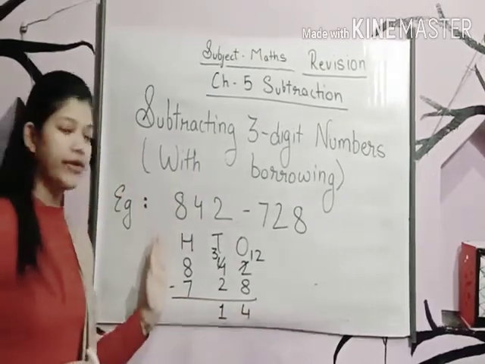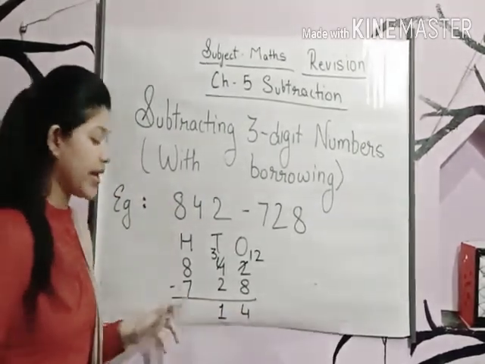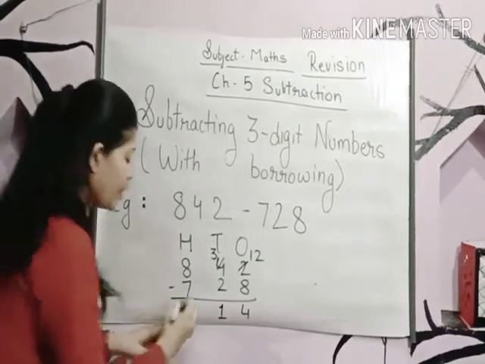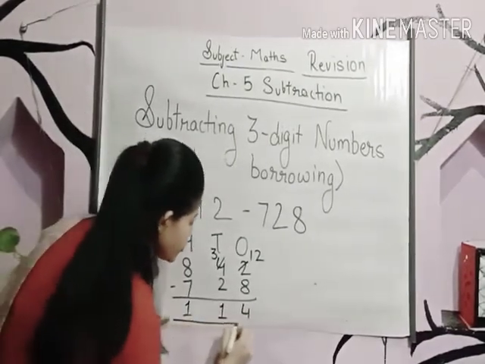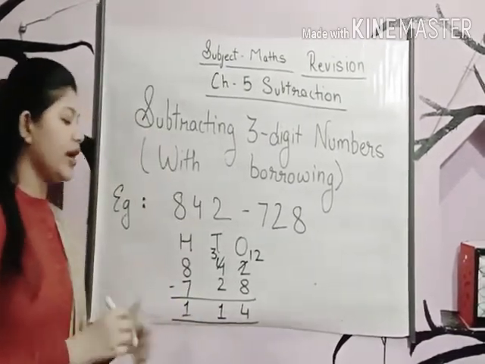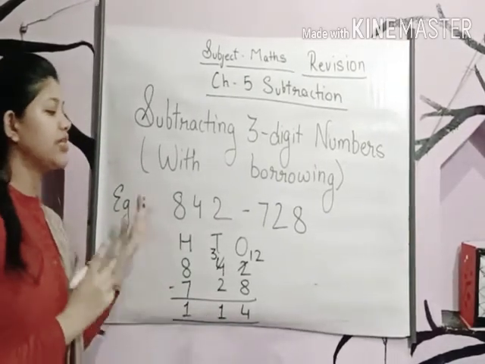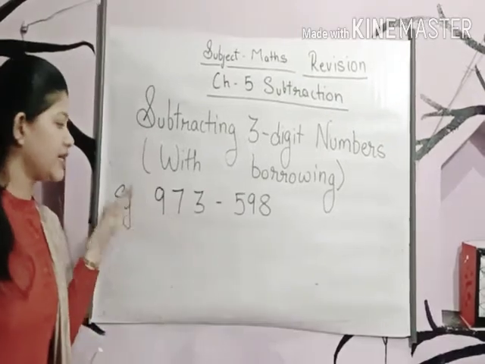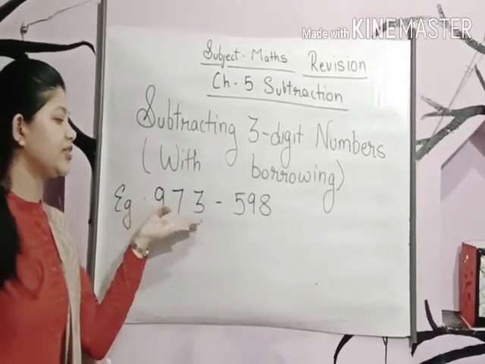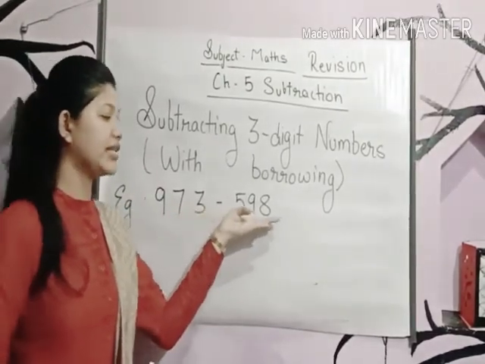So 3 minus 2 is equal to 1. Now let's come to the hundreds column. That is 8 minus 7 is equal to 1. So students, what did we get as our answer? 114. Clear? I hope this much is clear to you all. Let's take another example. 973 minus 598.